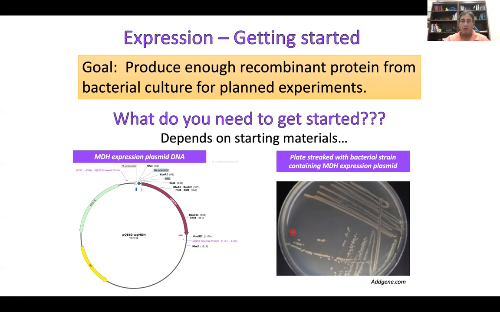So you've got your DNA. Now we need to get the DNA inside the bacteria through a process called transformation. But what bacteria? How do we do this? Do you start with that DNA, the freshly transformed cells? You already have them spread out on a plate so you can pick one of those colonies and go. That's what we're going to talk about.